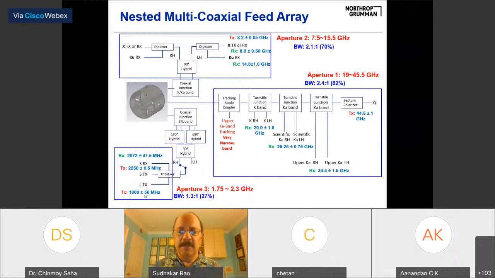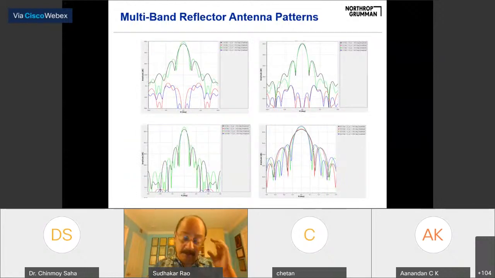We're designing the hardware components right now. And patterns are pretty good. We get about 1 dB better at standard bands.